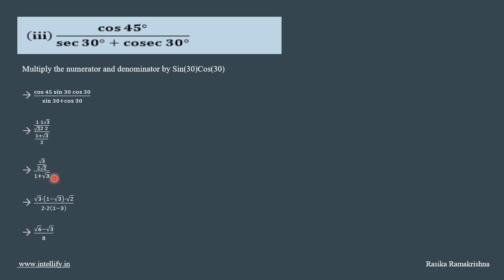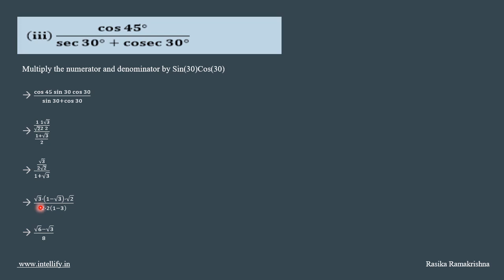So it's always better to leave the answer in a better format. So what do I mean by better format? Having no irrational numbers in the denominator. So what we do is we go ahead and conjugate this. So we multiply by root 2 times 1 minus root 3.